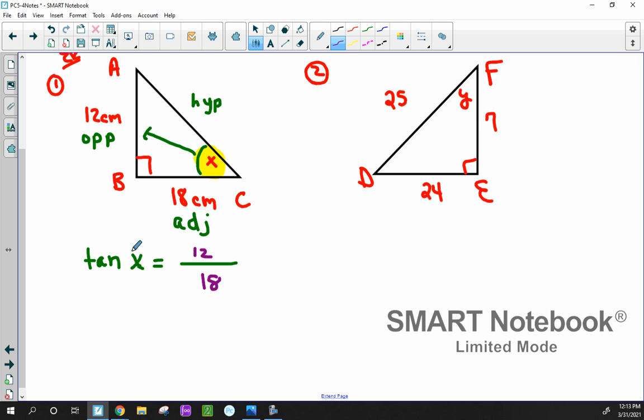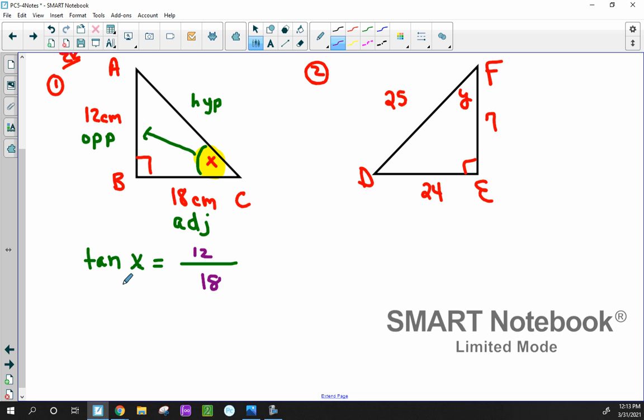So the tangent of some angle is equal to this answer. What you want to do next: you cannot solve a trig equation when the variable is beside the trig expression, because this stands for an angle. You cannot solve for x by dividing by tangent. I've had people try to do that in the past.